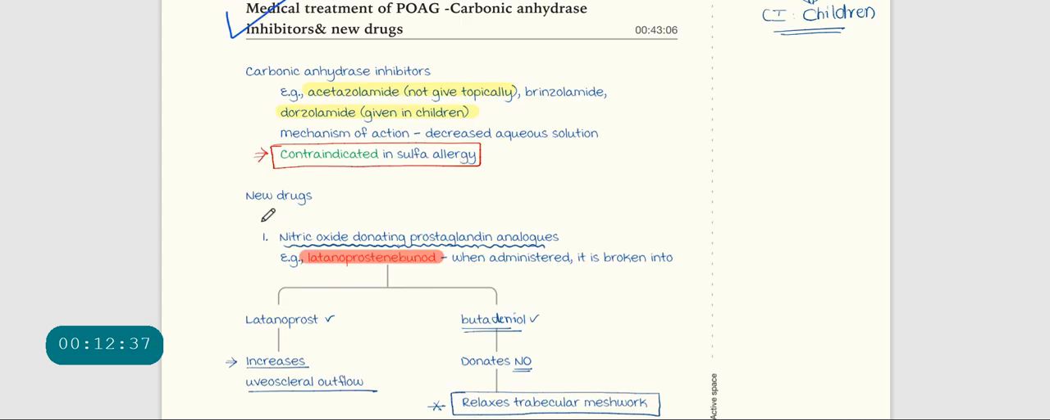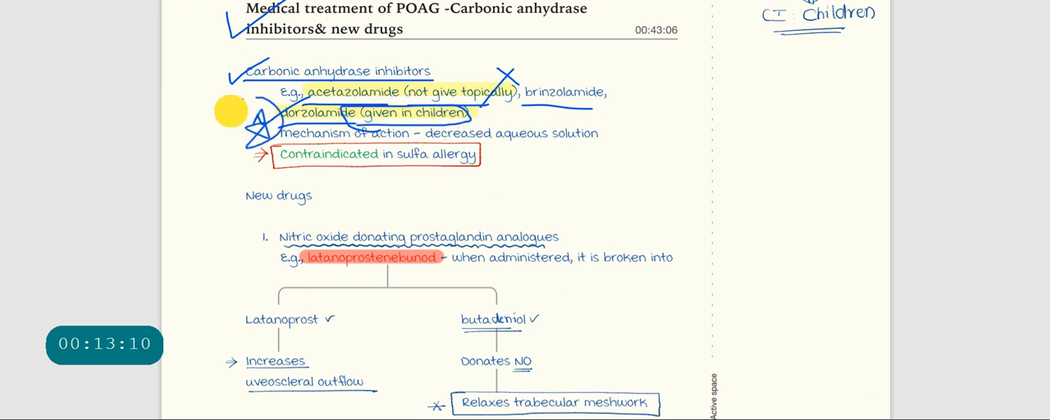Now the medical treatment, it varies from age to age. That is why carbonic anhydrase inhibitors are used. For example, acetazolamide. Okay, so acetazolamide, this is not given topically. Remember this. Now brinzolamide and dorzolamide. So dorzolamide is given in children basically. Remember this. Dorzolamide is given in children as a medical treatment for POAG.